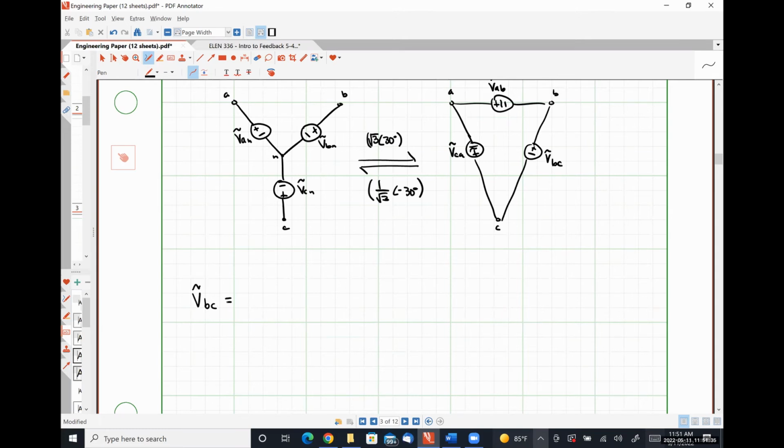VBC was equal to 208 angle 90 degrees volts RMS. And our goal was to figure out what VAN is. So effectively, let's say we're starting with a delta connected source, and we want to know what the A phase of the electrically equivalent Y connected source looks like, okay?